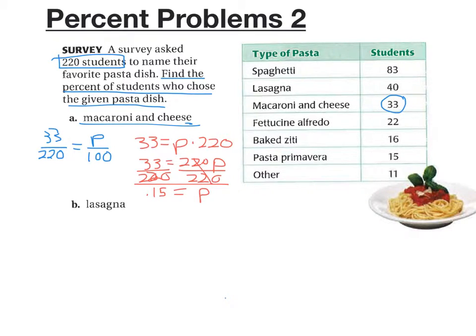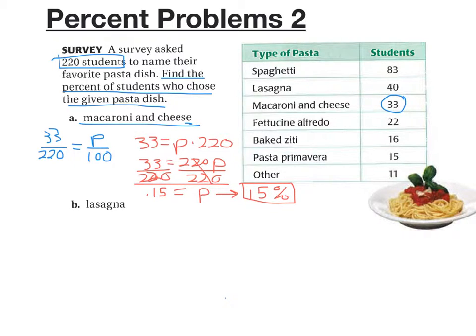And 0.15, remember, in the percent equation, the percent is a decimal, so we're going to write that as a percent by moving the decimal to the right 2 places. And we get 15%. 15% of students surveyed said they liked macaroni and cheese. We can do the same thing for lasagna.